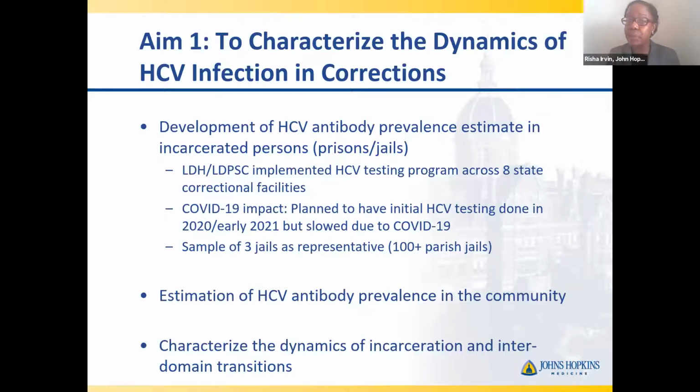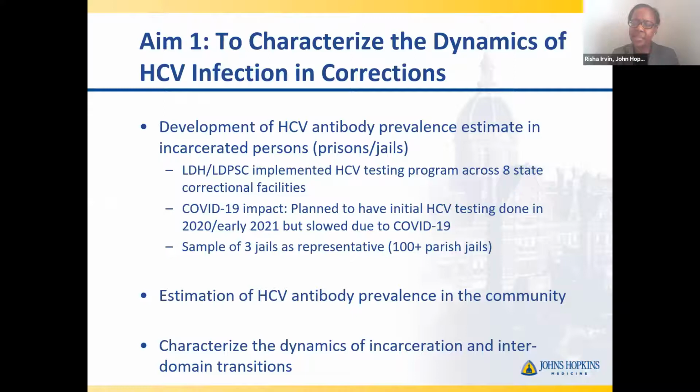The Louisiana Department of Health and the Louisiana Department of Public Safety and Corrections implemented an HCV testing program across these 8 state correctional facilities. Again, as we think about COVID-19, because this is when things were really ramping up, COVID-19 hit. And so this testing was initially anticipated to be done in 2020. That has moved to 2021 right now as things are ramping back up. While we'll look at all of the 8 state correctional facilities, 3 jails have been chosen as a representative sample.